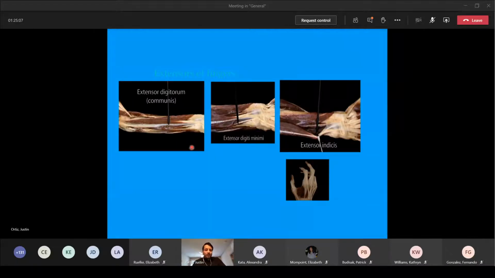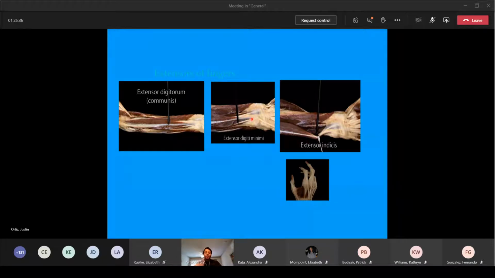Okay, so here's your extensor digitorum. Remember what I said about digitorum: think about it going to these 4 fingers, right? It's also called the communis. You can see it branches off into eventually 4 tendons, right? We can't see too well over here, but it's going to eventually branch off into 4 tendons. So this right here would be your extensor digitorum, eventually going to all 4 of your fingers and allowing for extension.